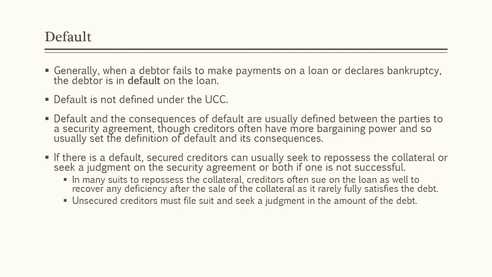If there is a default, secured creditors can usually seek to repossess the collateral or seek a judgment on the security agreement, or both, if one is not successful. In many suits to repossess the collateral, creditors often sue in the alternative on the loan as well to recover any deficiency after the sale of the collateral, as it rarely fully satisfies the debt. Now, unsecured creditors cannot repossess the collateral. They must file suit and seek a judgment in the amount of the debt.